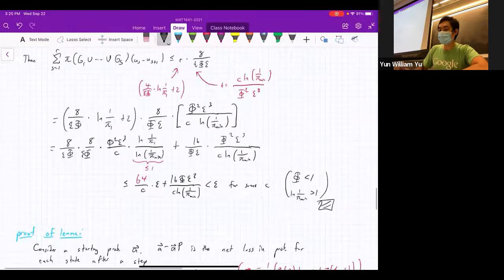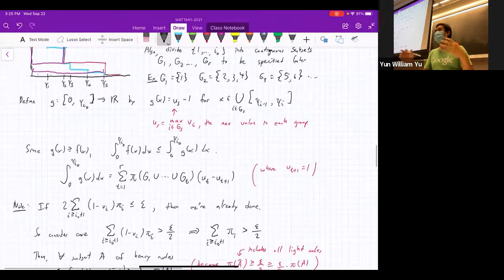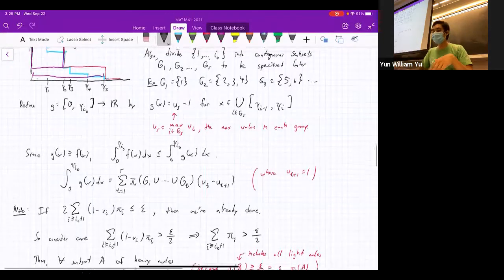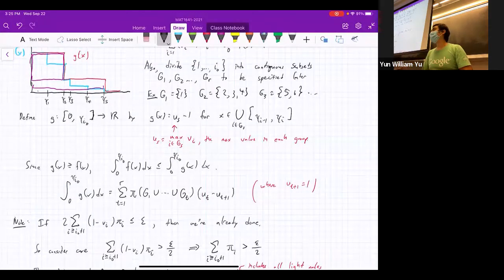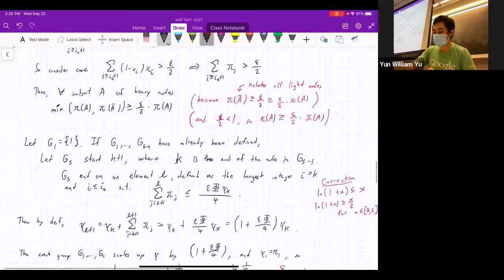Why is this by the definition of L? Because way back when we came up with the mechanism for deciding where to do each of these G sub S groups, the way we define them is we define them as the maximum number such that we don't have too much mass in them. Remember? So back here where we were doing the definition.